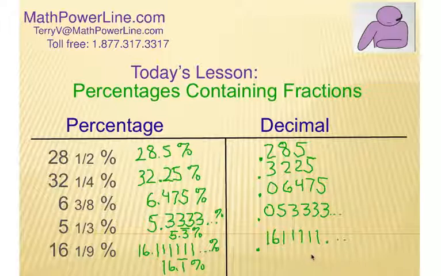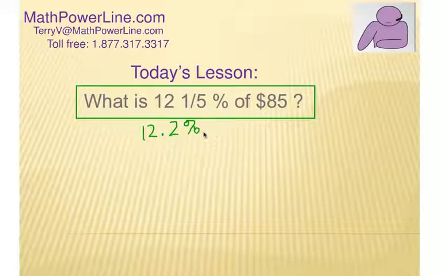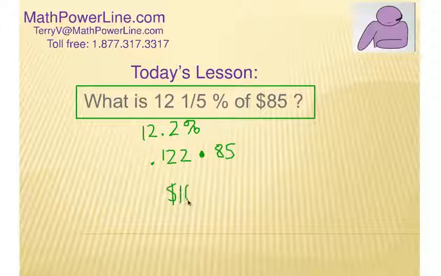All right, now let's look at a practical example here. The question is, what is 12 1/5% of $85? Well, 12 1/5% is 12.2%, right? But let's convert that into an actual decimal amount. So move your decimal 2 places to the left. So you're going to take 0.122. Now, of always means multiplication in these situations. So you're going to multiply that decimal amount times 85. What's the final answer? It should be rounded to dollars and cents. It should be $10.37.